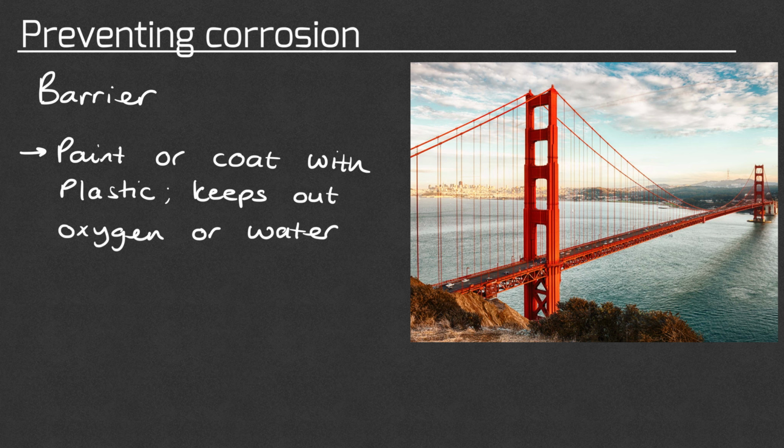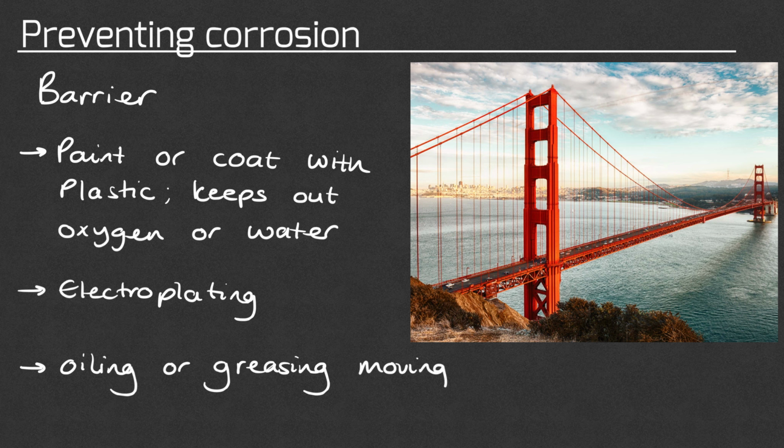This can be used on both big and small structures. It can also be decorative, as you can see from the Golden Gate Bridge in the picture. Electroplating coats iron with a layer of a different metal which isn't susceptible to corrosion. Oiling or greasing moving parts, for example a bike chain, provides a barrier to oxygen and water and prevents them coming into contact with the metal.